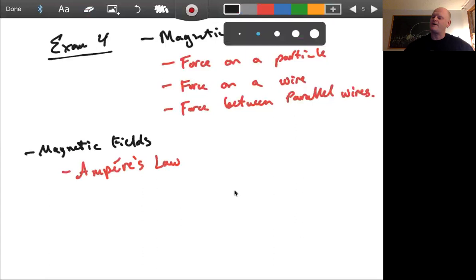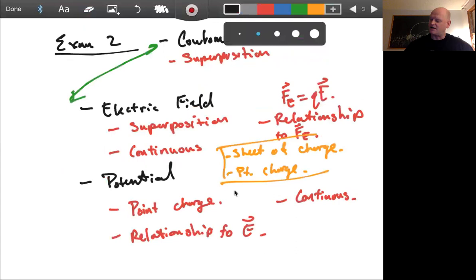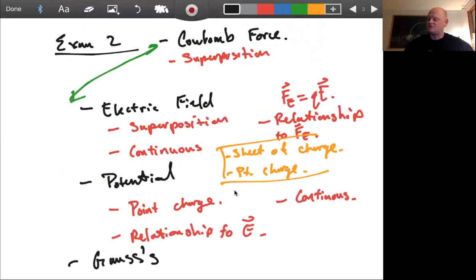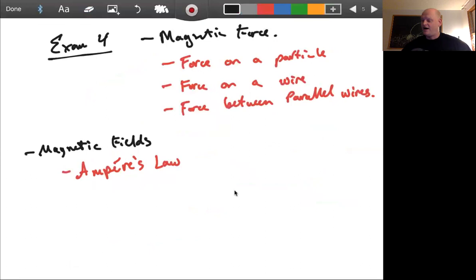Oh, that reminds me, going back to chapter two. Sorry, let's switch back to chapter two real quick. There was also Gauss's law here. Sorry about that, I completely forgot about Gauss's law. So let's go back to exam number two and add in Gauss's law. That was definitely a big one that we learned over here. So let's go back to exam number four.